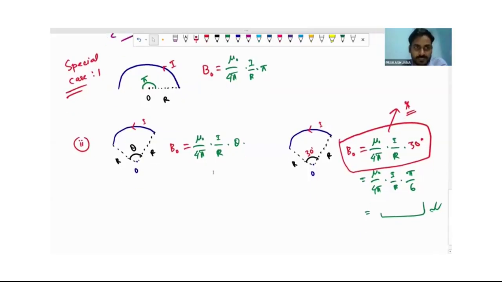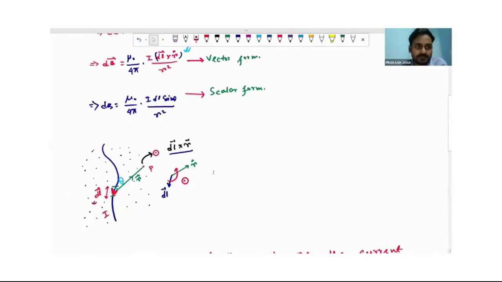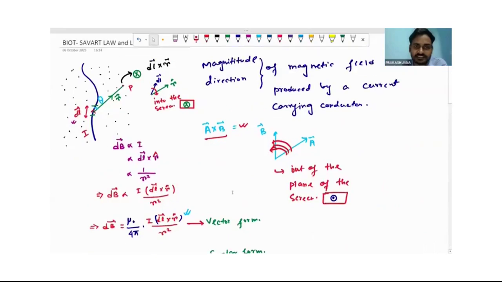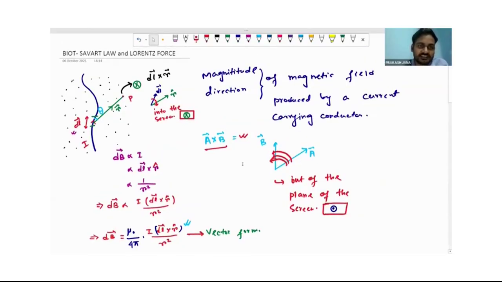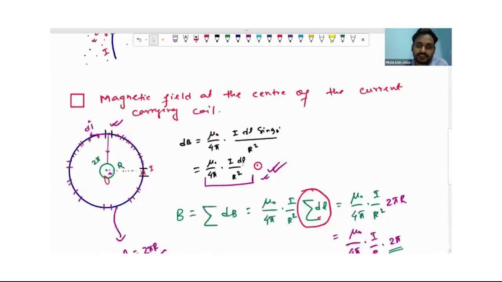Okay, so this was all about the Biot-Savart law. There are many more applications of Biot-Savart law, but in this session I am not going to discuss them. Right now I'll discuss Lorentz force. What is Lorentz force? Actually, there are two types of Lorentz force.